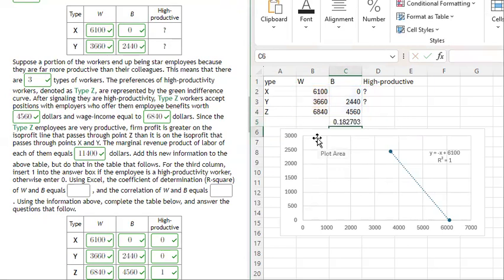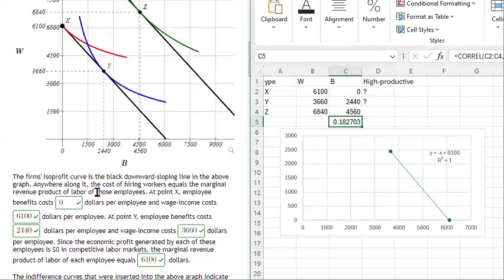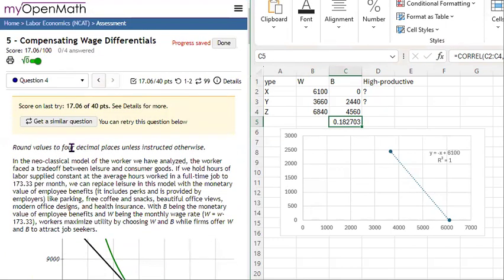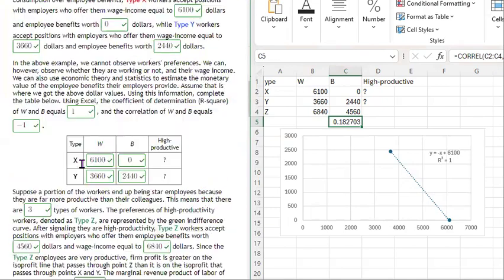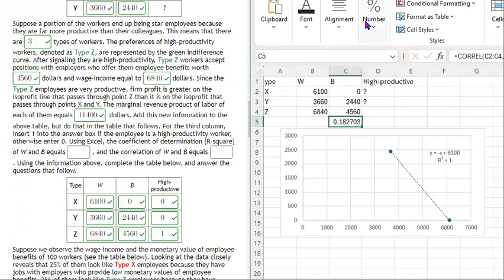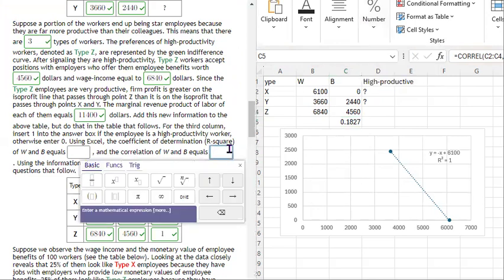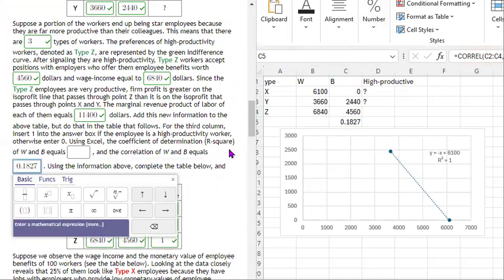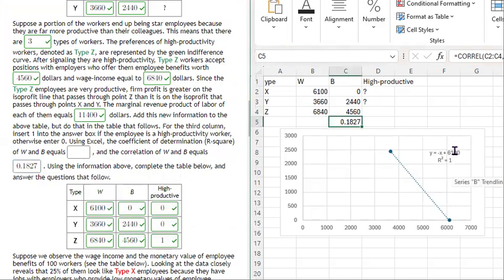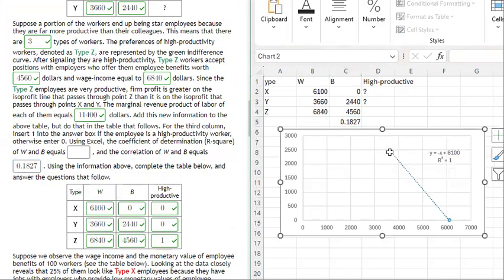When I do that, I get a correlation of 0.182703, right? Now I want this to 4 decimal places, so let's reduce this to 4 decimal places. 0.1827 is the correlation. And then I got to get the R square, right? And to get the R square, I can just click on a point here. Well, let me delete the trend line. Let me add a point.